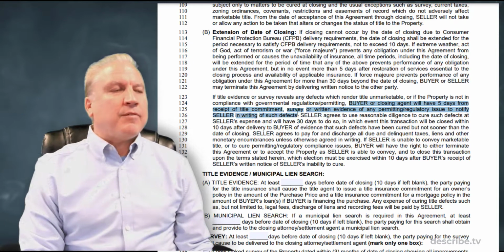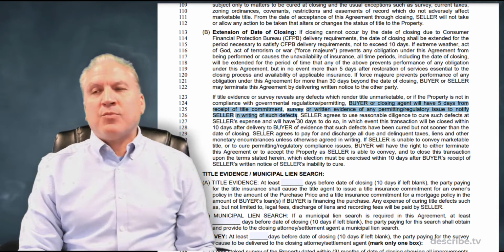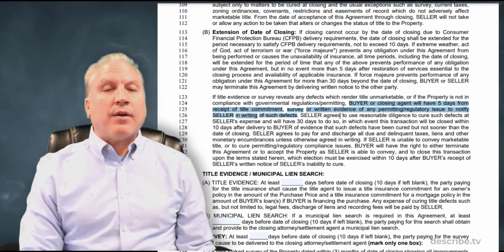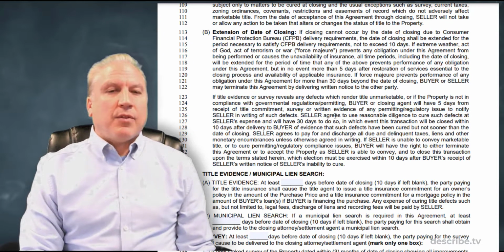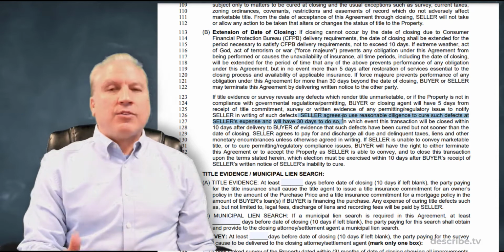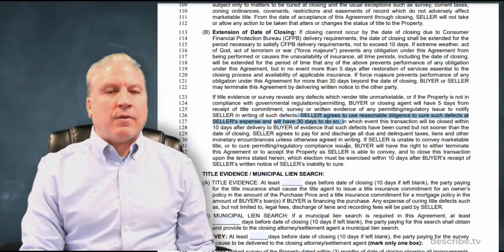Remember how we talked about before having the title evidence be presented a certain period of time in advance? This is why. Because if the buyer sees that there's a title problem, you have to tell the seller. The seller agrees to use reasonable diligence to cure the defects and will have 30 days to do so. Again, these can be changed. You can make it 15 days, 20 days, but that's the standard.